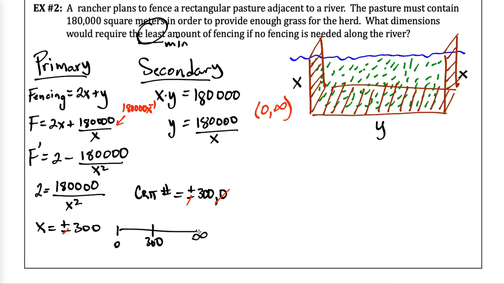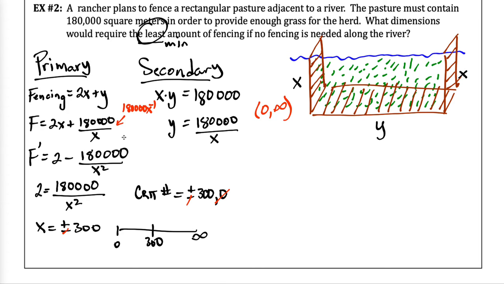You can then plug in a value between 0 and 300, so like 5. Into where? Into the second, or into the first derivative equation. So 2 minus 180,000 divided by 5 squared, which is going to be a big answer.